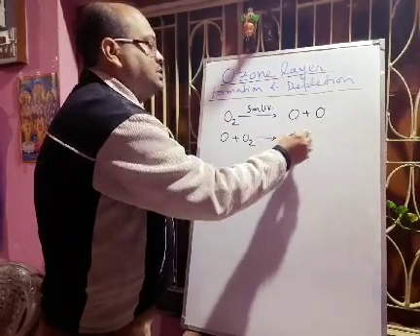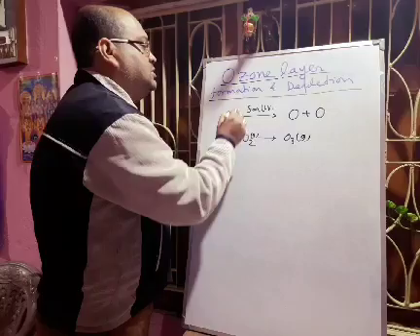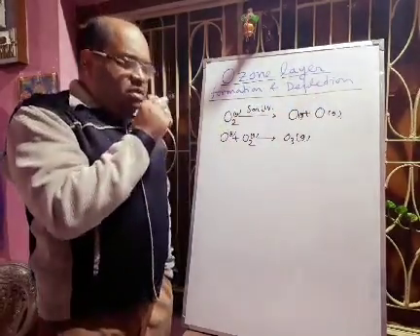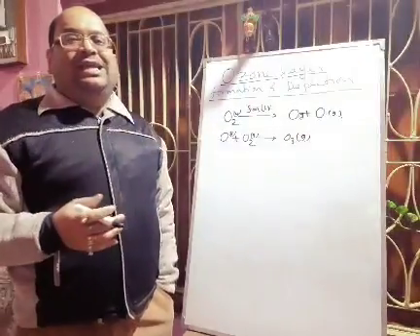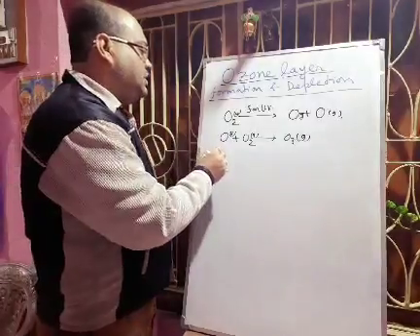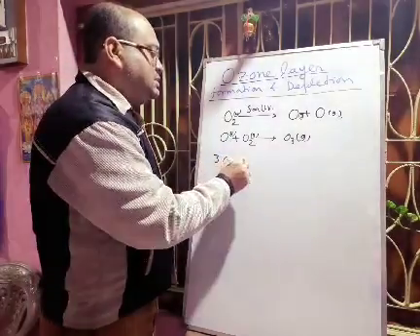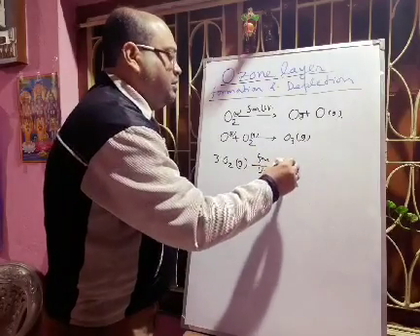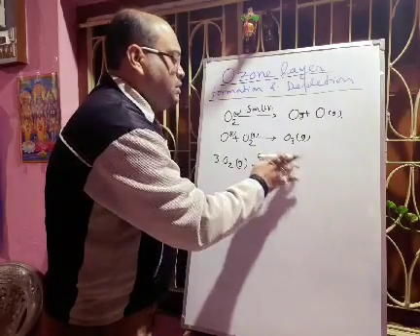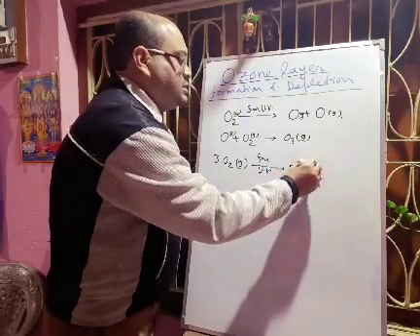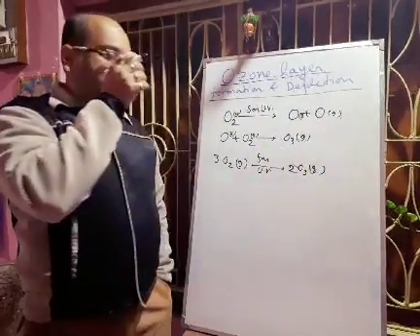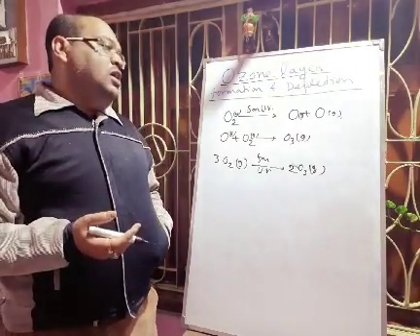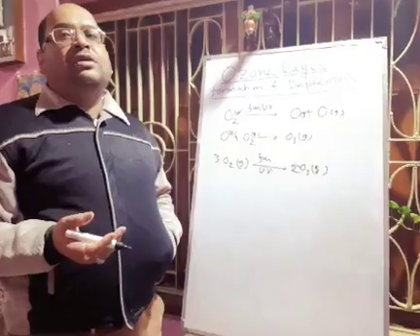All are gases, gaseous state. So the net reaction we can write: 3 O2 gas, when there is far ultraviolet light radiation, will produce 2 O3 gas. In this way we can show the formation of ozone gas from oxygen gas.